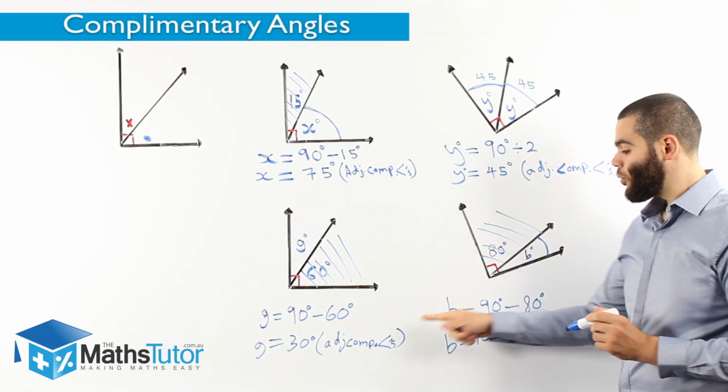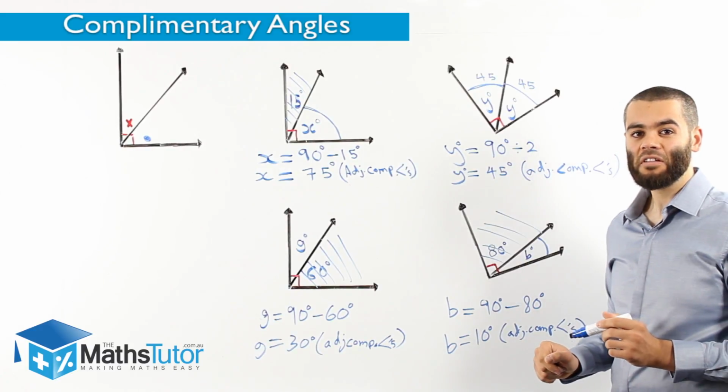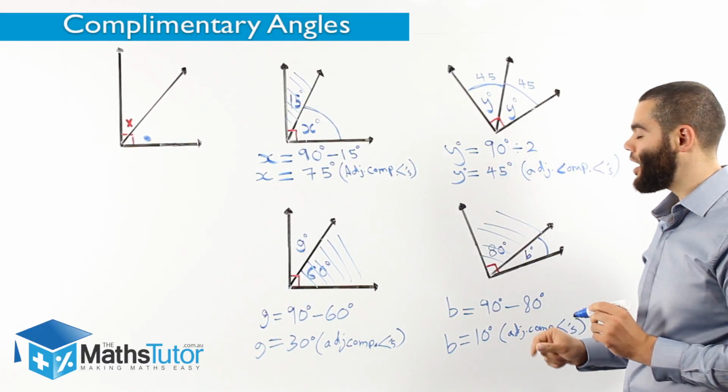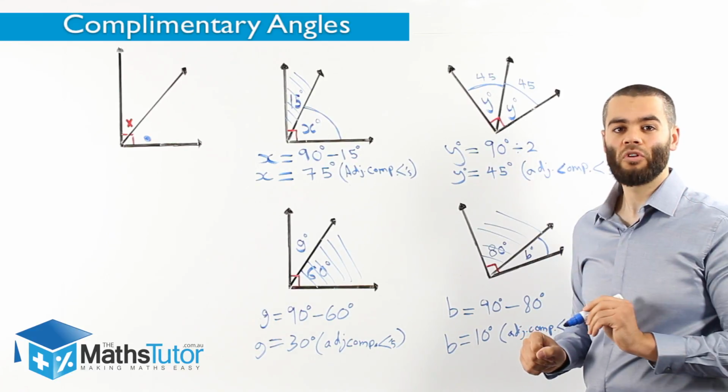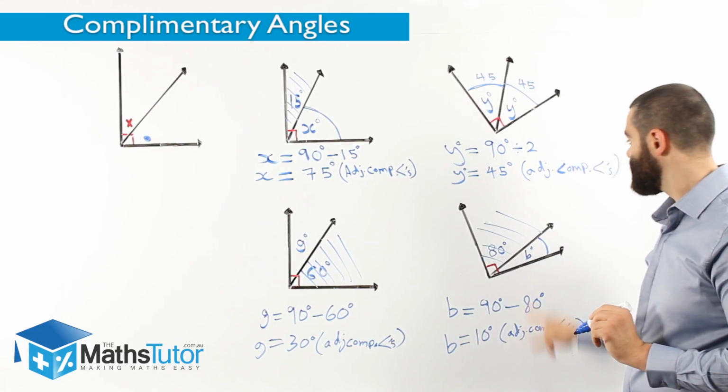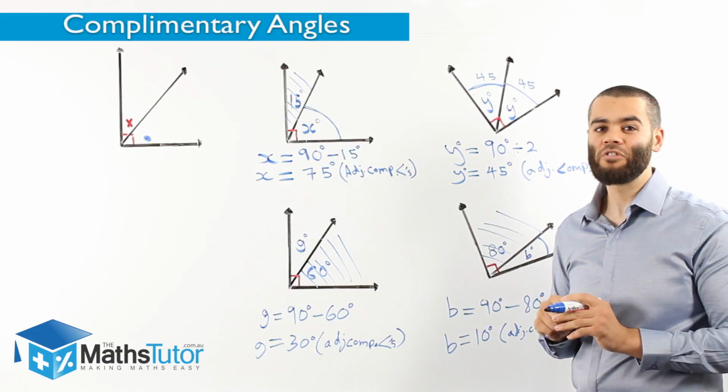So it's very important to memorize these reasons. We write them in. We are giving a reason for our answer, because a lot of the times when you're asked to find a missing angle, they're going to say, give reasons for your answer. This is our reason for our answer for complementary angles.